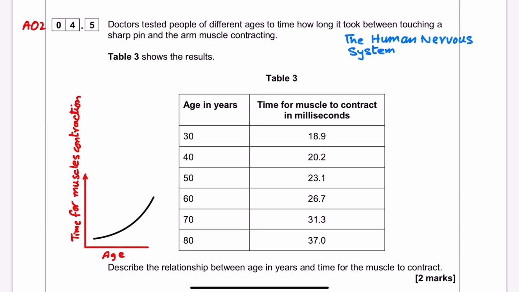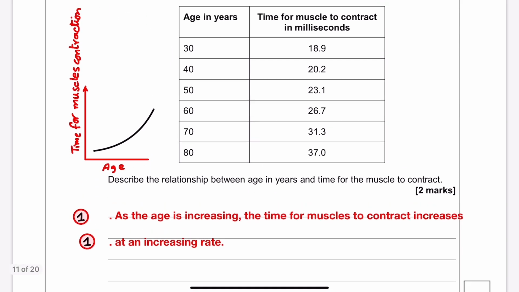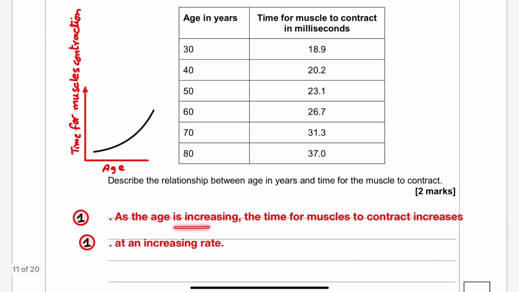Let's see the model answer. As the age is increasing, the time for the muscles to contract also increases. We can see that the time of contraction is increasing in milliseconds. At an increasing rate means as the age is increasing, we can see in the graph, it is not a straight line, but it is a curved line.